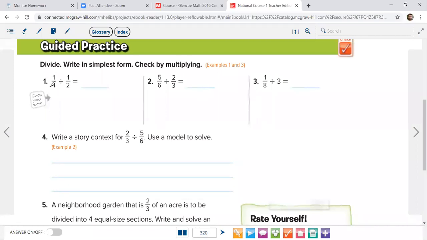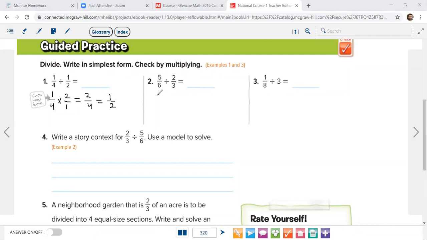In the guided practice problem number 1, 1 over 4 divided by half. So we keep the 1 over 4. Division will be multiplication. Half will be 2 over 1. So you can use cancellation or multiply numerators and multiply denominators. 2 over 4 and 2 over 4 will give you half in the simplest form.